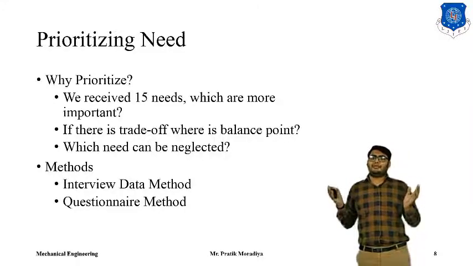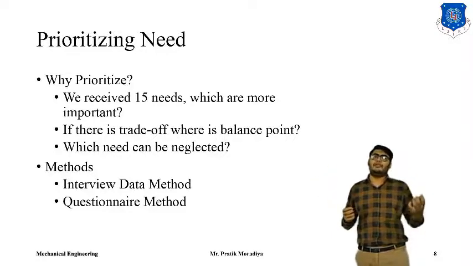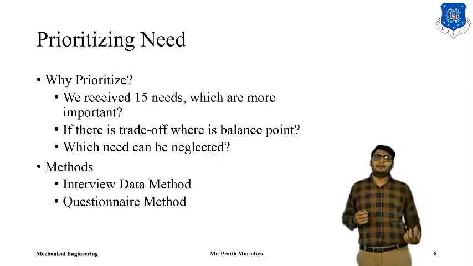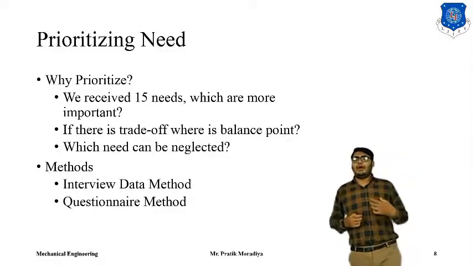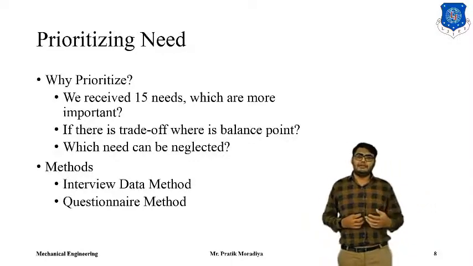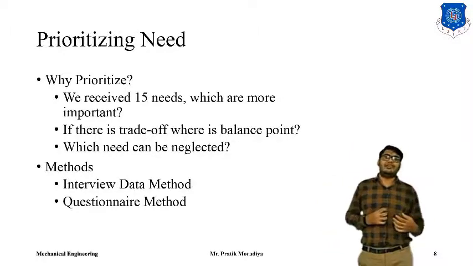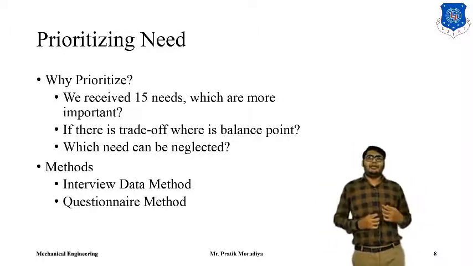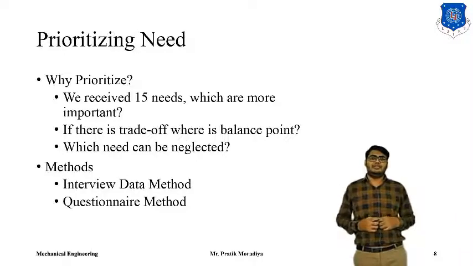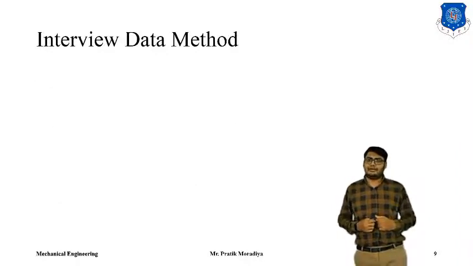If more customers are asking for high quality, then you go for a high quality product. If more customers are asking for less cost, then you go for a low cost product. But we need to identify which needs should be prioritized, which needs should be fulfilled first, and which can be neglected or put on the back end. And how do we prioritize these needs? For that we have two methods, the interview data method and the questionnaire method. Let us first see the interview data method.